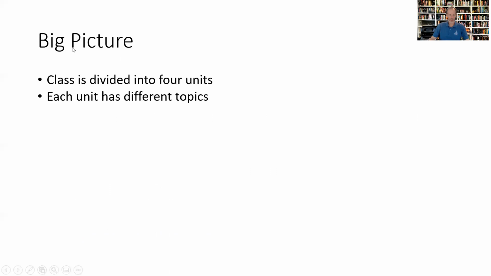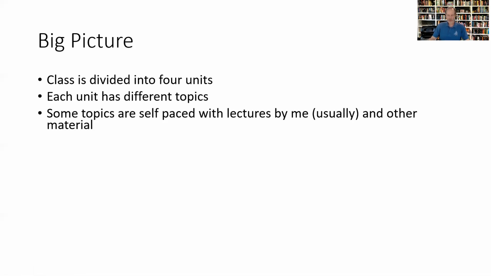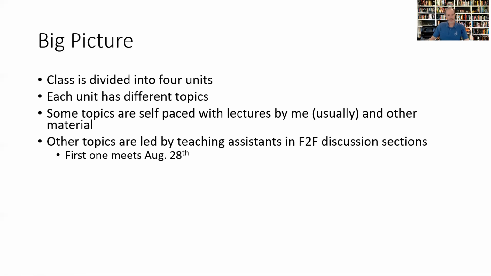Big picture. This class is divided into 4 units. Each unit has different topics. So a unit is the big overview. There's 4 of those, and within each unit, there are different topics. Some topics for this class are what we would call self-paced, with lectures by me usually, and occasionally someone else doing a lecture. And then there's other material. We'll get into some of this. I'm just giving the big picture here.